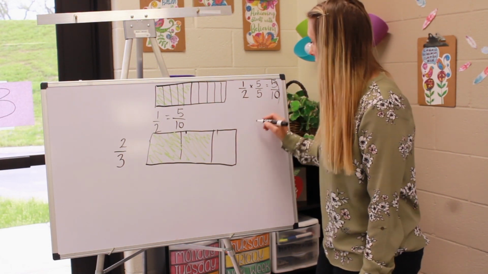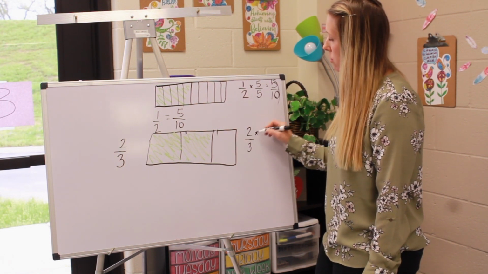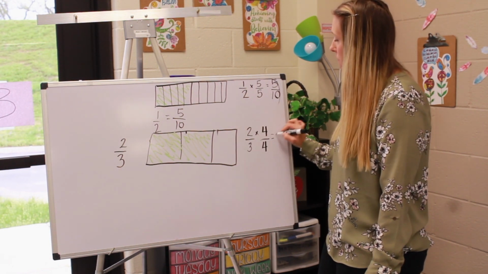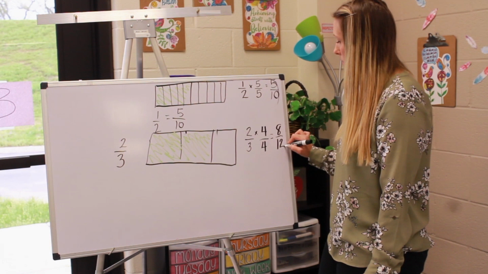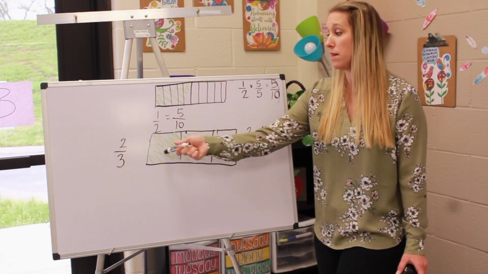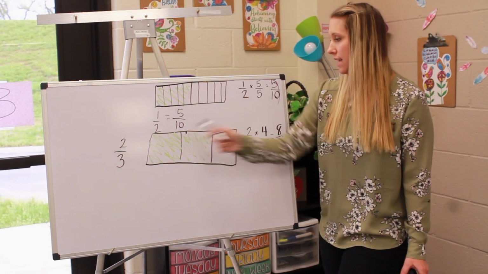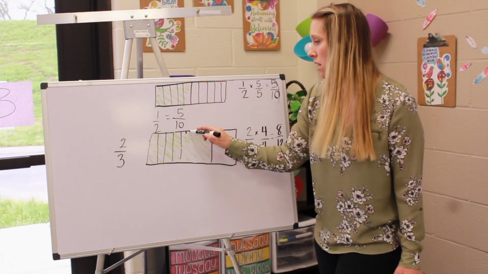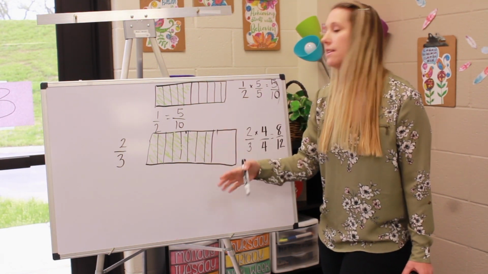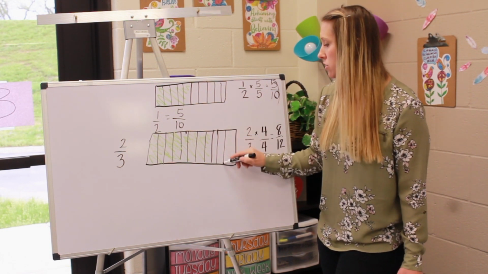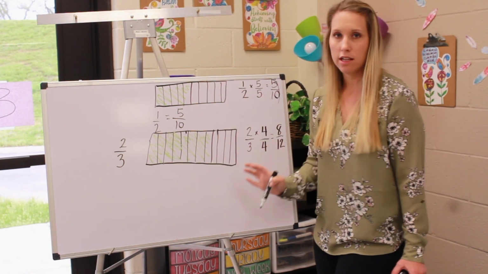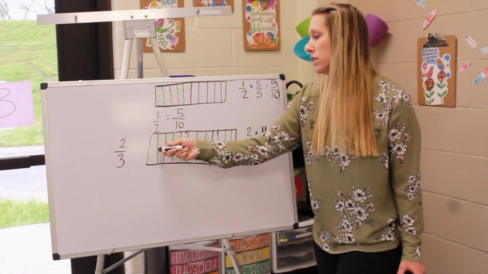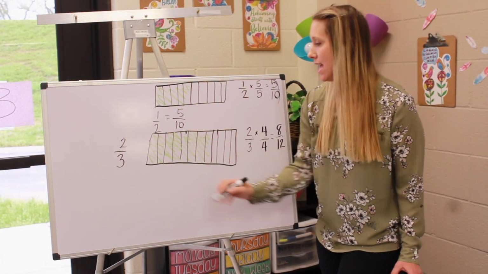So let's see. If I did 2/3, numerator times 4, denominator times 4, that would give me 8/12. Remember before, the 2 told me how many pieces we were cutting it into. So let's take this piece and cut it into 4. 1, 2, 3 cuts, 4 pieces. I didn't change the amount that was shaded in. I changed the size of the pieces. So now I have 1, 2, 3, 4, 5, 6, 7, 8.